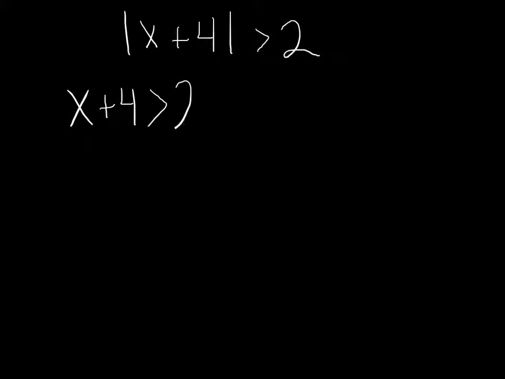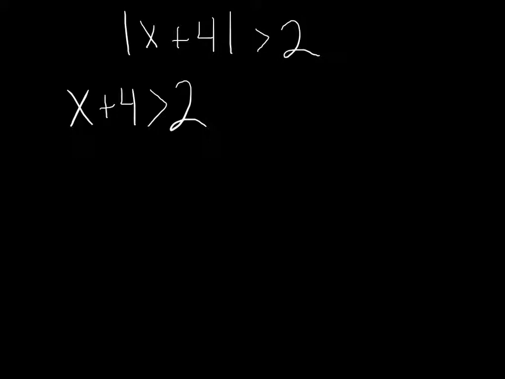This problem is combining absolute value with an inequality. So if we start out with the absolute value of x plus 4 is greater than 2, we have to look at what this means. This means that when you take x plus 4, the positive value of that has to be greater than 2. So one way of writing that is x plus 4 is greater than 2.